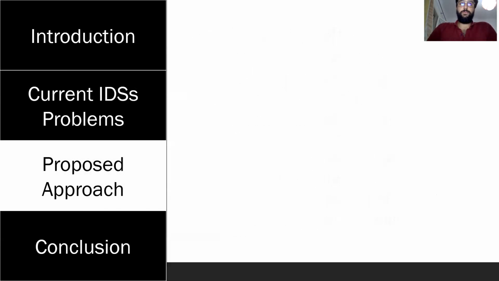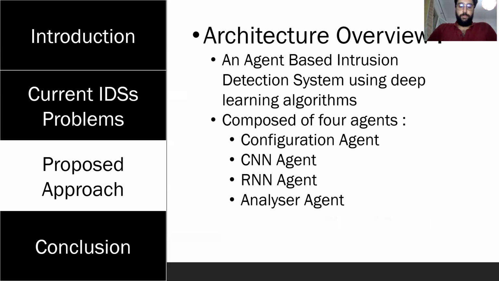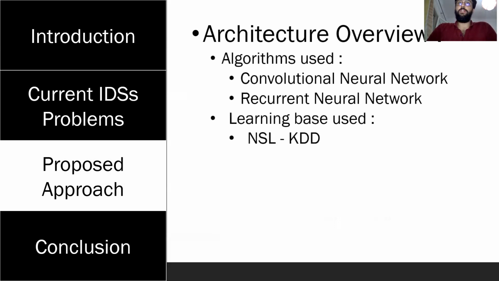So here is our idea. The main purpose is to use the deep learning algorithms in an agent-based intrusion detection system, which is composed of 4 agents: the configuration agent, the CNN agent, the RNN agent, then the analyzer agent. The system uses two algorithms, the convolutional neural network and the recurrent neural network, and it also uses the NSL-KDD database.